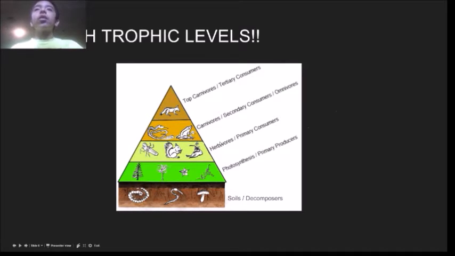Then next they move to the carnivores, usually secondary consumers, or omnivores, which are like snakes and frogs and stuff. And then finally it moves up to the top carnivores, which we have a fox up here, and these are the territory consumers. And that's pretty much what trophic levels is. Not too complicated once I explain it to you guys, isn't it?